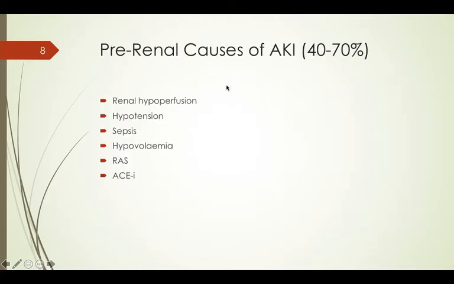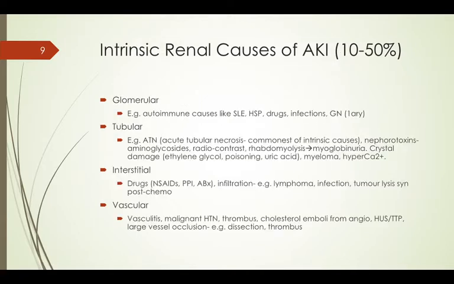So pre-renal causes, as I've already mentioned, it's the most common cause. Some of the causes within that include hypoperfusion of the kidneys, renal artery stenosis, septicemia, hypovolemia, hypertension, and ACE inhibitors. Some of the intrinsic causes of AKI. Within this, you've got, as I mentioned, glomerular, tubular, interstitial, and vascular causes. In terms of the most common here, it's acute tubular necrosis, part of the tubular subsection. And it's, as I said, the commonest of the intrinsic causes.